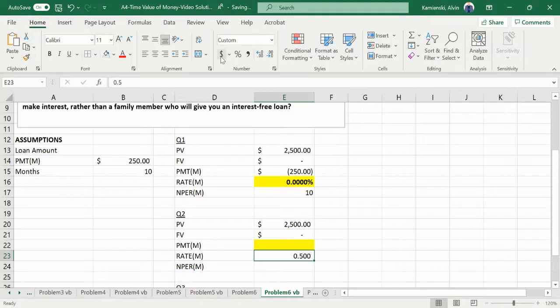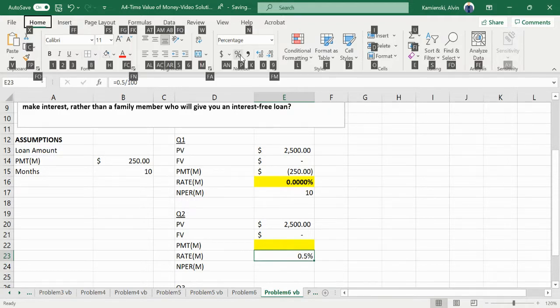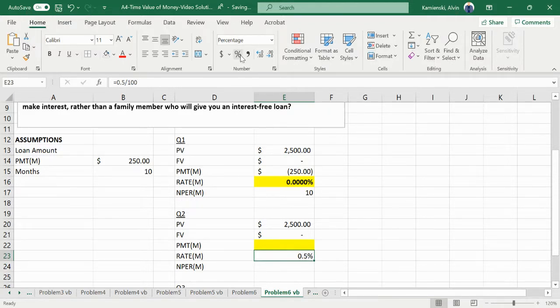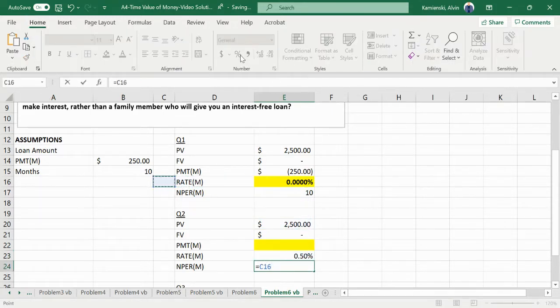Be careful with that one too, because if we put it in rate terms, 0.5, and then you change it to percent, it's going to make it 50%. That's not what we want. 0.5% is 0.005, or you could have taken 0.5% and divided by 100 if you would rather get it that way. But 0.5% is what we're going for in this problem. So be careful with that one. And then the number of periods is 10.